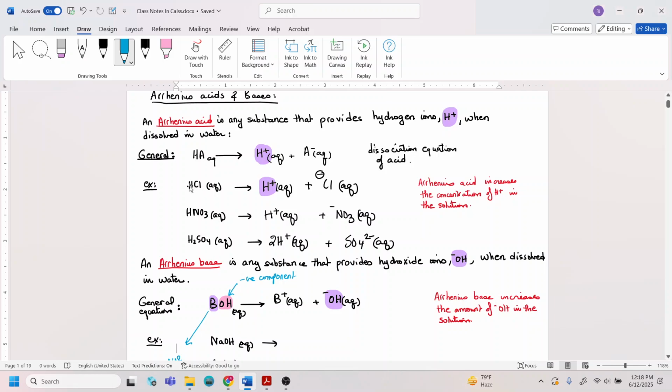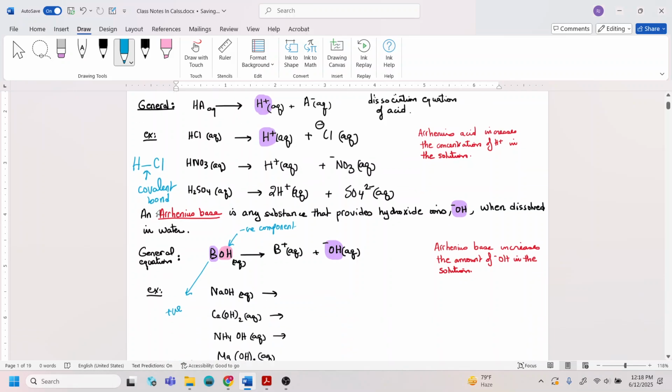In the acid, no, this is a covalent bond. Between the hydrogen and the Cl, because hydrogens make covalent bonds, okay? So between the hydrogen and the Cl, it is a covalent bond. The covalent bond is broken in this case, and then you form the individual ions.